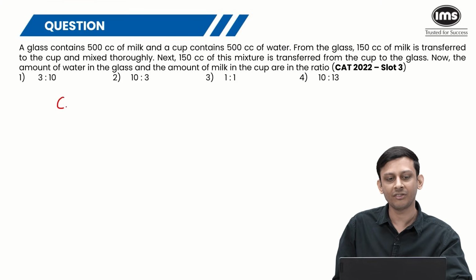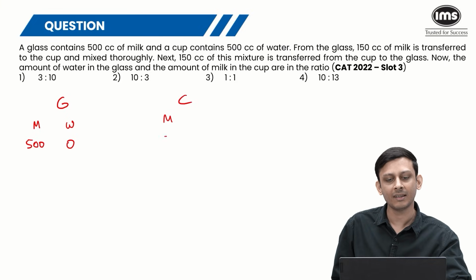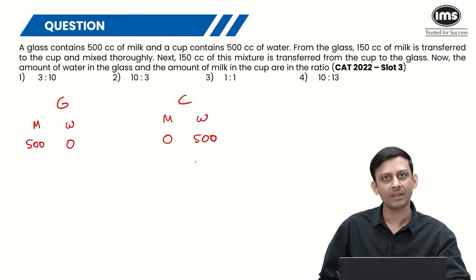So what we have here is a glass first of all. Let's represent it with a G. And glass contains milk, which is 500 cc of milk. And that is all. So the water content here is 0. And then we also have a cup, which is C. And this has 0 milk, but this has 500 cc of water. So this is what people would start with.